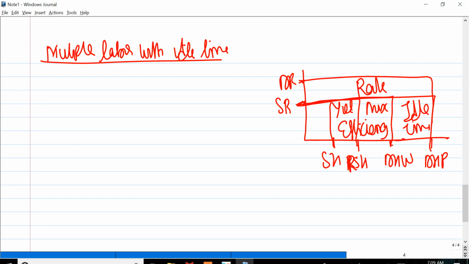What will be the formula for labor yield variance? SR into SH minus SR into RSH. Labor mix variance: SR into RSH minus SR into AHW. Labor rate variance: SR into AHP minus AR into AHP. Labor idle time variance: SR into AHW minus SR into AHP. Labor efficiency variance: SR into SH minus SR into AHW. Clear? Any doubts on this? Put the chart, based on the chart the computation table and then the formula.